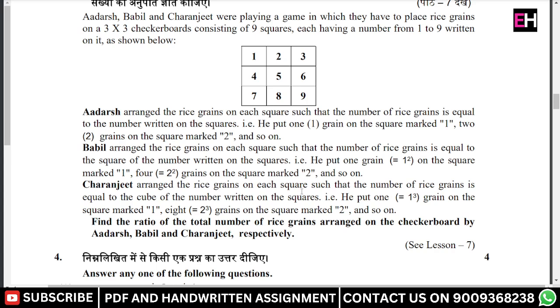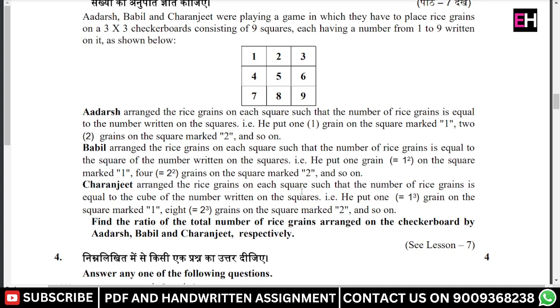And now here the question number 3b is: Aadarsh arranges the rice grains on each square such that the number of rice grains is equal to the number written on the square. He put one grain on the square marked 1, two grains on the square marked 2, and so on.